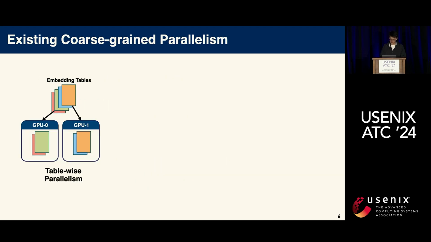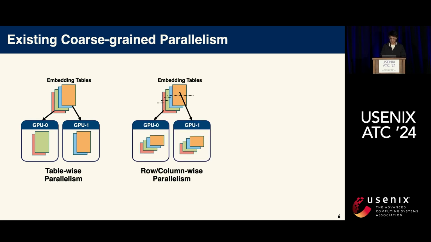So to overcome these challenges, existing work leverages some coarse-grained parallelism methods to train or serve the recommendation model. For example, the table-wise parallelism treats the embedding table holistically and tries to allocate an equal number of embedding tables on each GPU. And the row-wise or column-wise parallelism equally partitions large embedding tables into small embedding shards and scatters different shards to different GPUs.